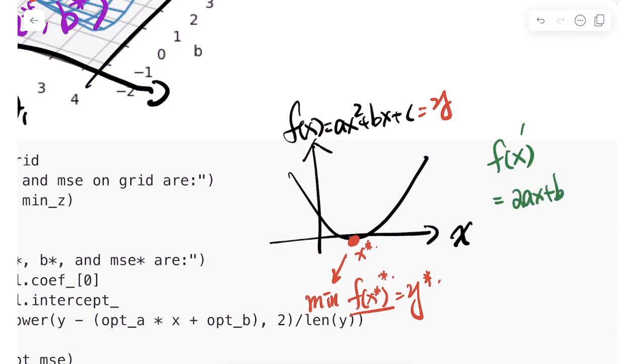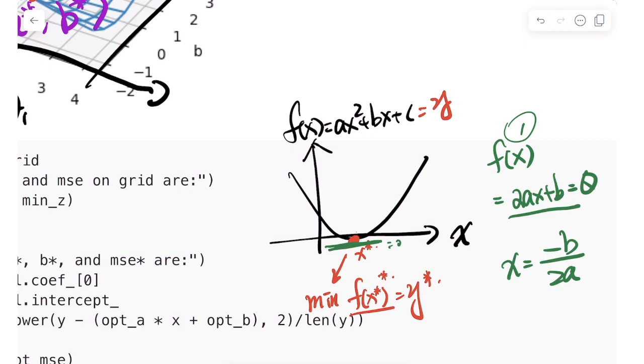2ax plus b, and we make it to be 0 so that we can find x equals to minus b over 2a. So that is the smallest value, because the reason we do differentiation is because the tangent line right here equals 0. It has no slope, right? That's what we do in high school.